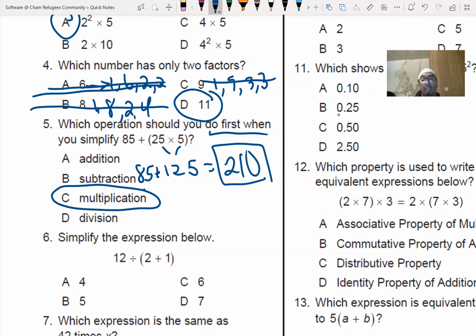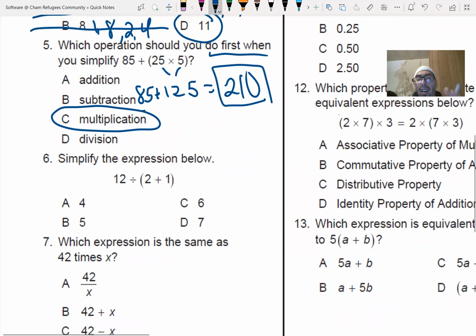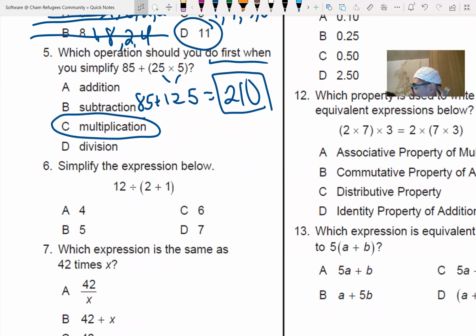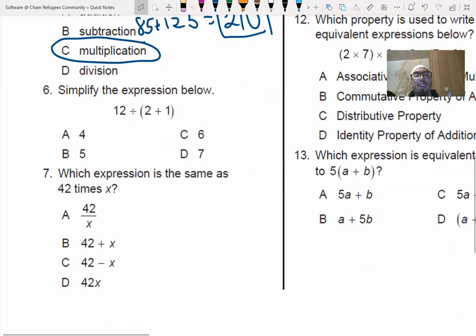Okay, great. 2 more problems. Should I make it longer? Okay, so Hudayfa said make it longer. He's a teacher, so he gets to decide. So we'll do 6 and 7, and maybe we'll do 8, right?